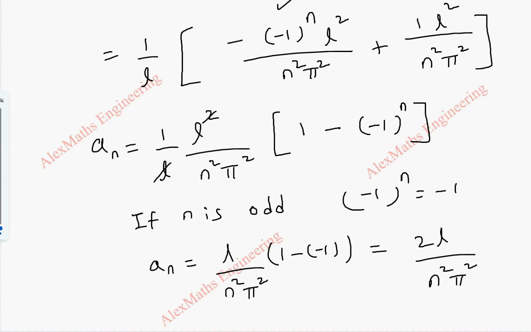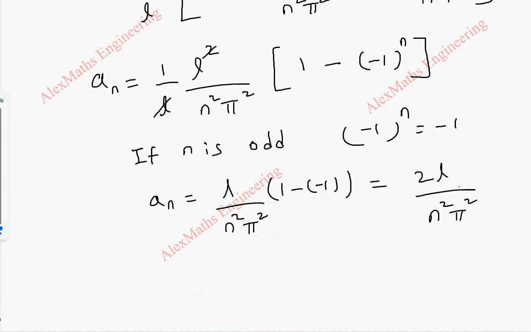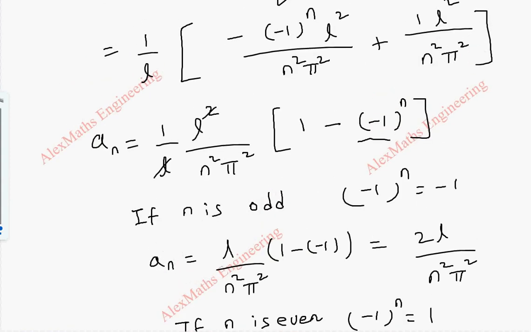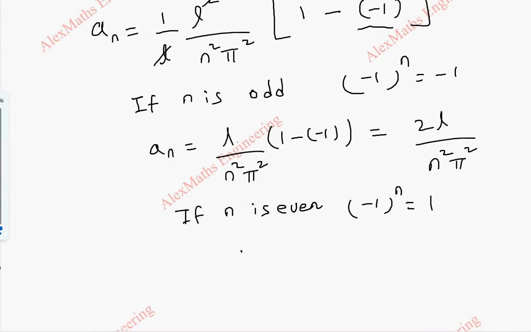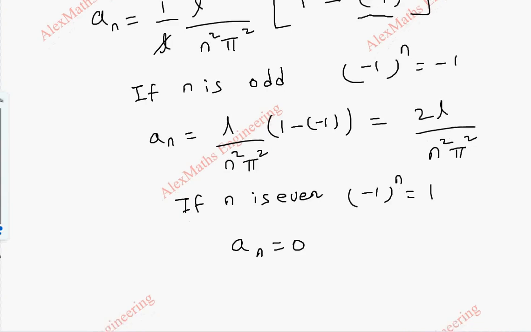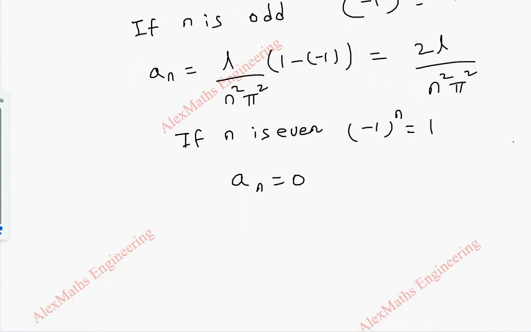But if n is even, then what happens is minus 1 whole power n, that is minus 1 whole power even number, will be 1. So when I use that here, 1 minus 1 will become 0. So an becomes 0. So we got the value of an only when n is odd. So we shall keep that as it is.